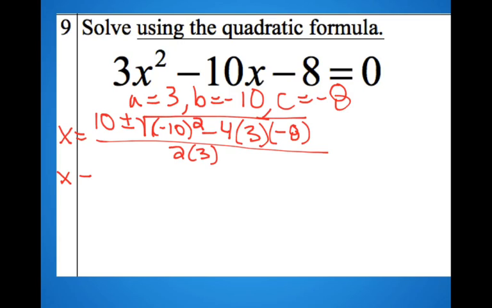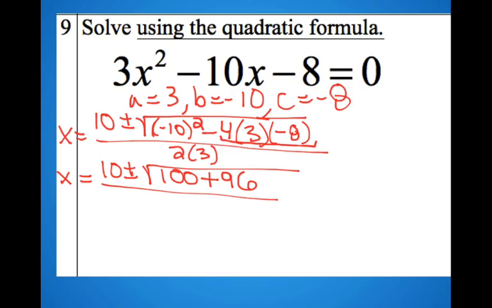So x equals 10 plus and minus the square root of 100. When I look at these, I kind of count the negative signs actually, so negative and a negative, that's going to make it plus, and then I just multiply these three numbers together. So 4 times 3 times 8, that's 96.